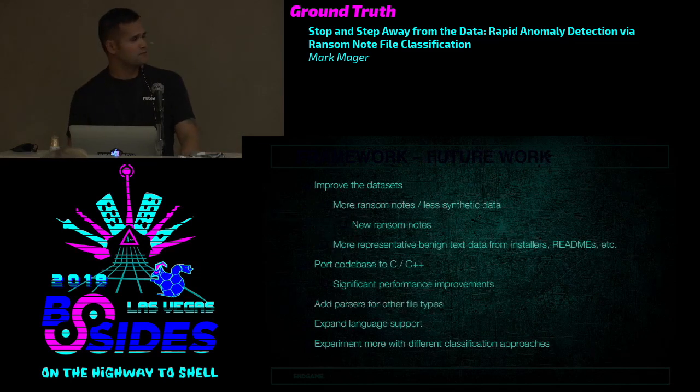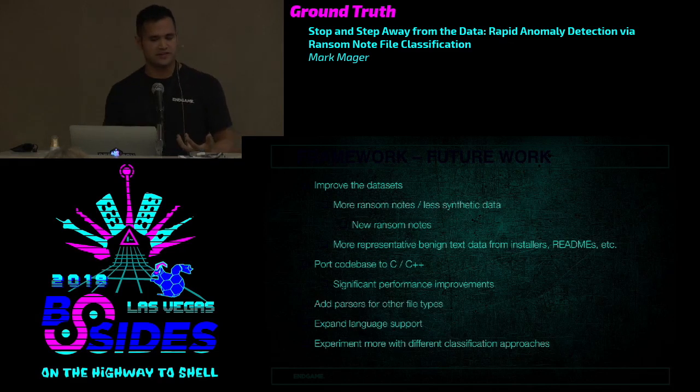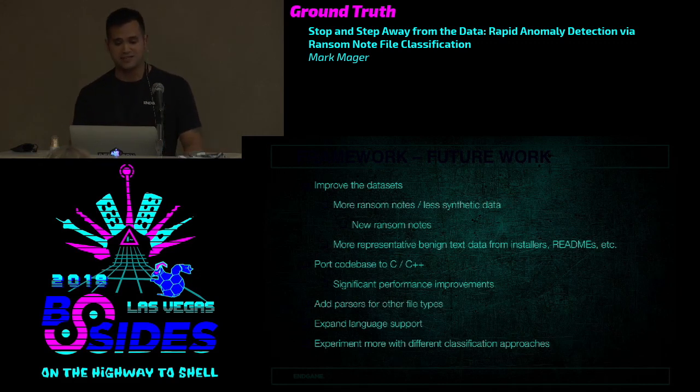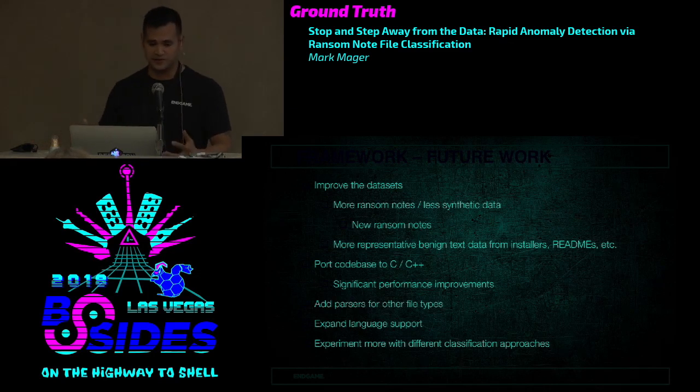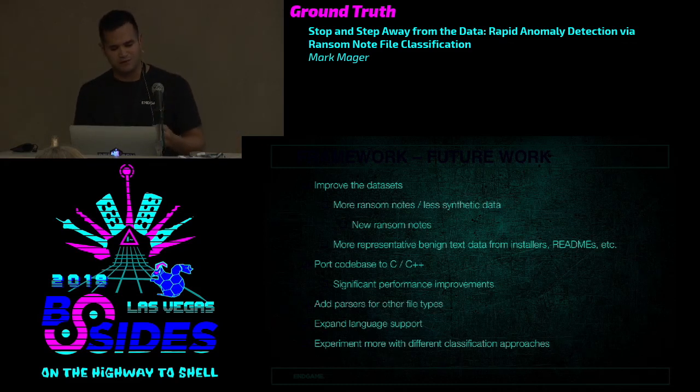So future work. The first thing that comes to mind is we could definitely improve the data sets. We could introduce many more ransom notes, which would mean that we would rely less on our synthetic data. So we need to keep pulling in ransom notes as new variants are discovered. And we could also do a much better job of bringing in a representative benign text data set from different installers, README files, things like that. So you could use Ninite, Chocolatey, or some other mass installer to build up a large corpus of text files that are going to be written to disk and pull from there.